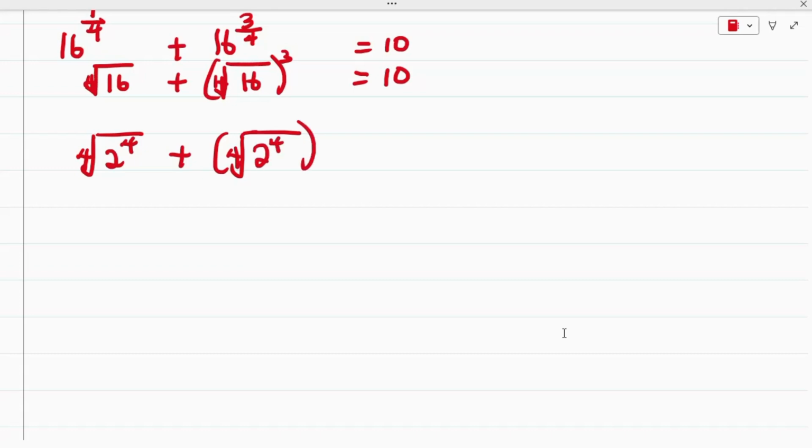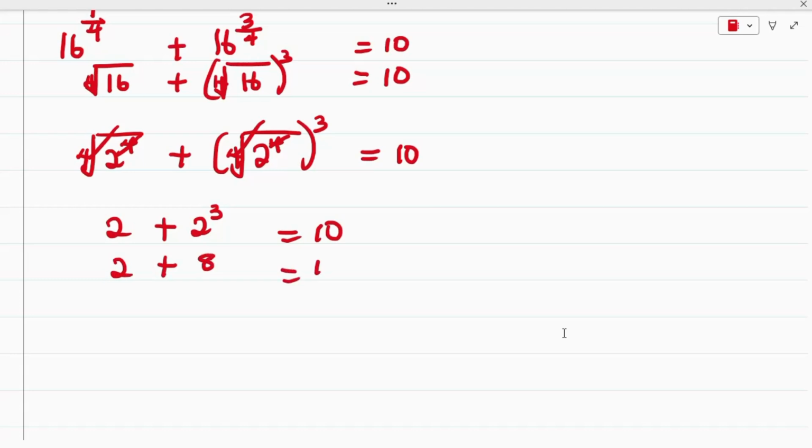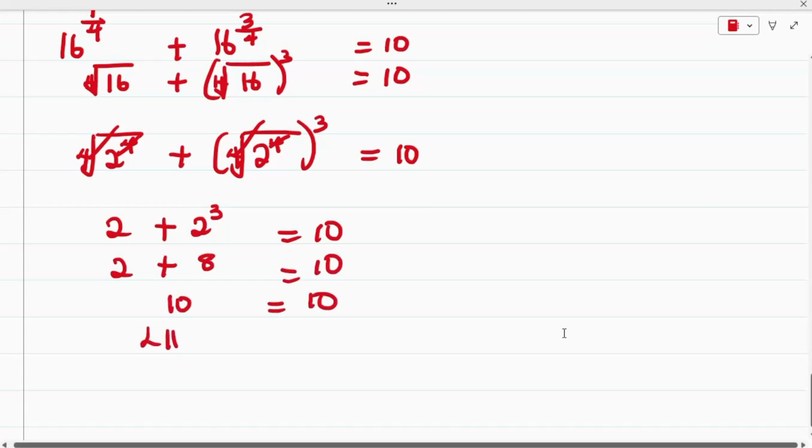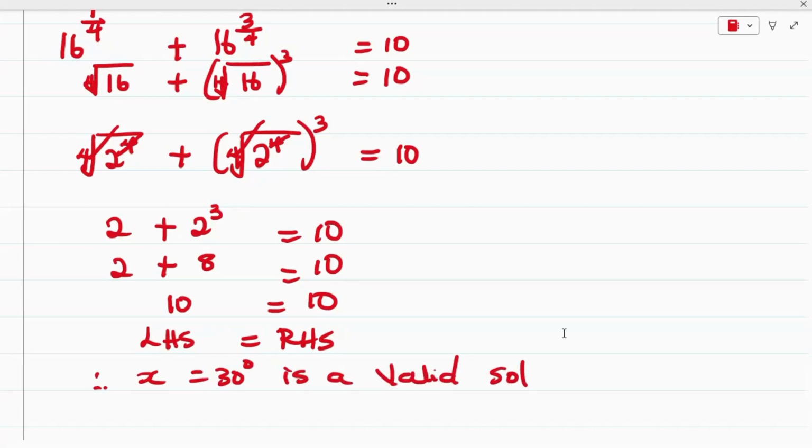plus the fourth root of 16 in terms of 2 is 2 raised to the power of 4 raised to the power of 3, and this is equal to 10. This cancels out this, so we have 2 plus, this cancels out this, 2 raised to the power of 3, and this is equal to 10. So 2 plus 2 raised to the power of 3 is 8, which is equal to 10. 2 plus 8 is 10, which is equal to 10. So the left hand side is equal to the right hand side. So therefore we are going to say x equals 30 degrees is a valid solution.